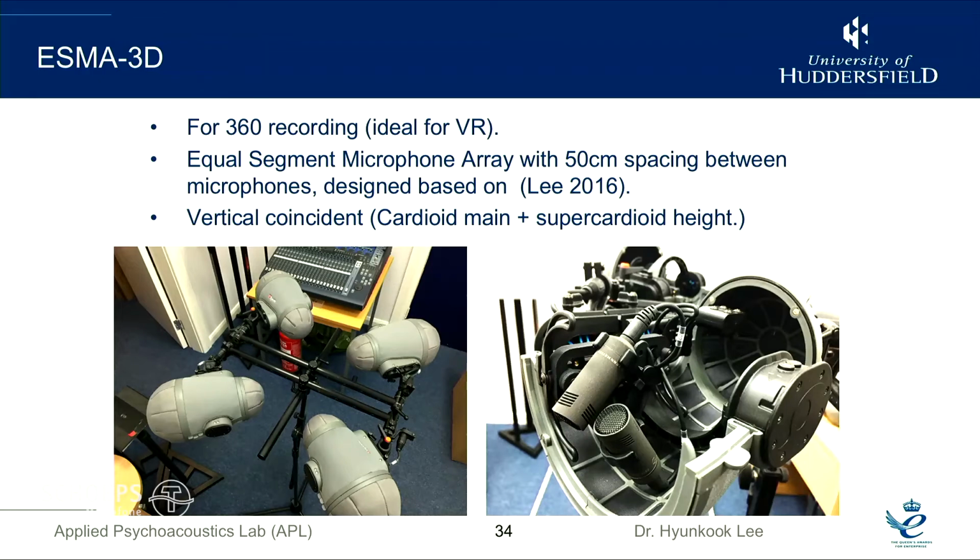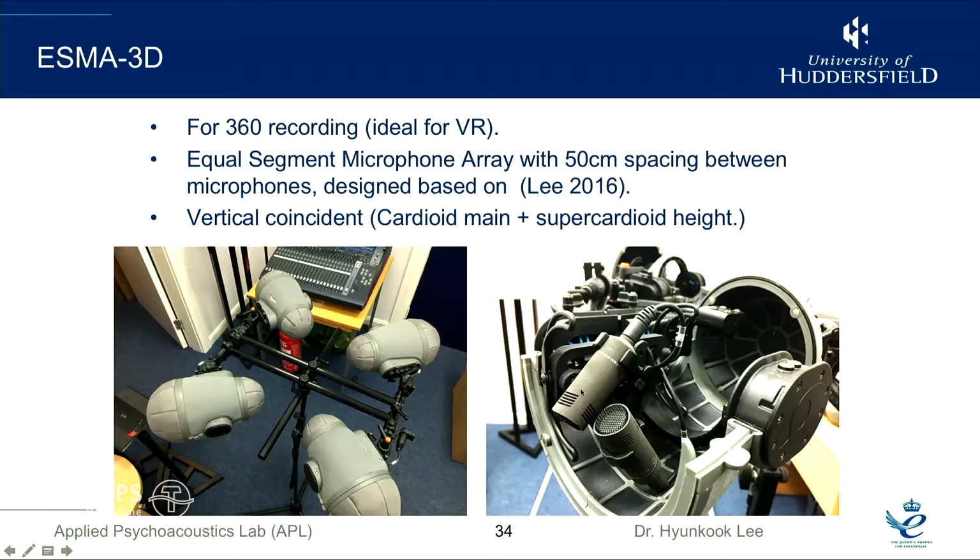The same concept was applied for my own array called ESMA 3D. This is a square array with four cardioids plus four supercardioid microphones. So the spacing between each microphone pair is 50 centimeters. That was determined by my novel time-level trade-off function called the MARRS model. There's a free app, actually, you can simulate the localization for microphone arrays called MARRS, M-A-R-R-S. You can download it free from the iOS app store or Android.